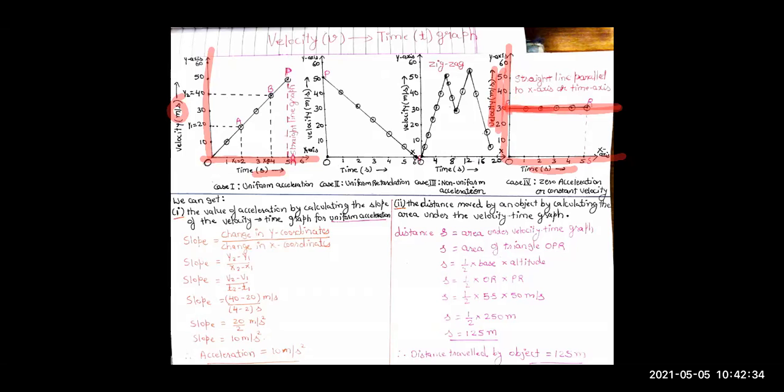So velocity is constant. The object is moving with 30 meter per second. It is not at rest, but it is not changing its velocity. Velocity is constant, that is zero acceleration. So this is the graph for zero acceleration. That is, you get a straight line graph parallel to the time axis or x-axis. Right?